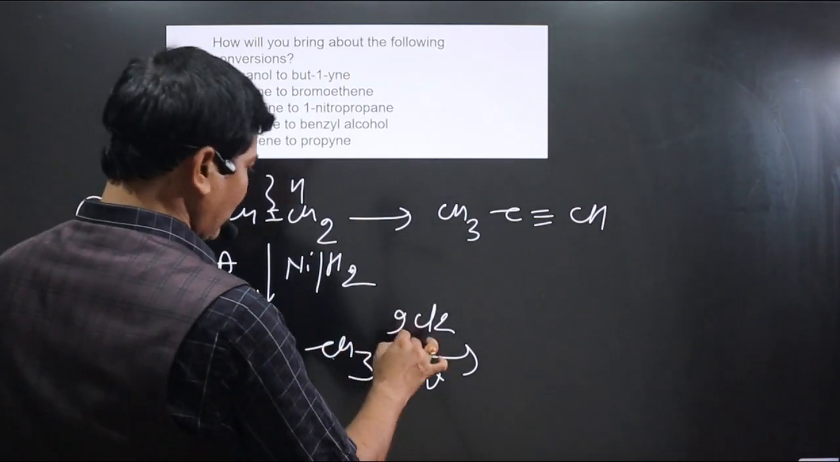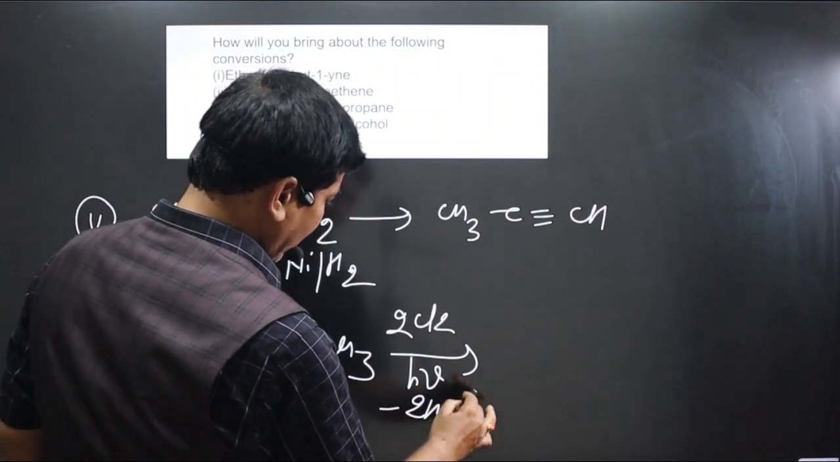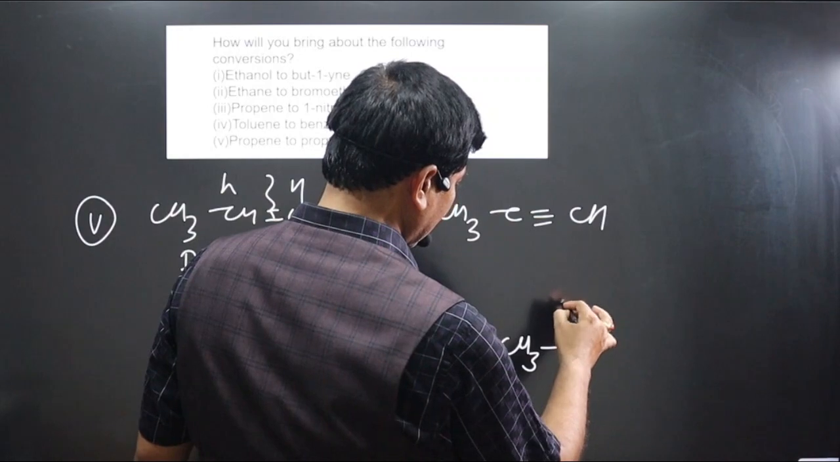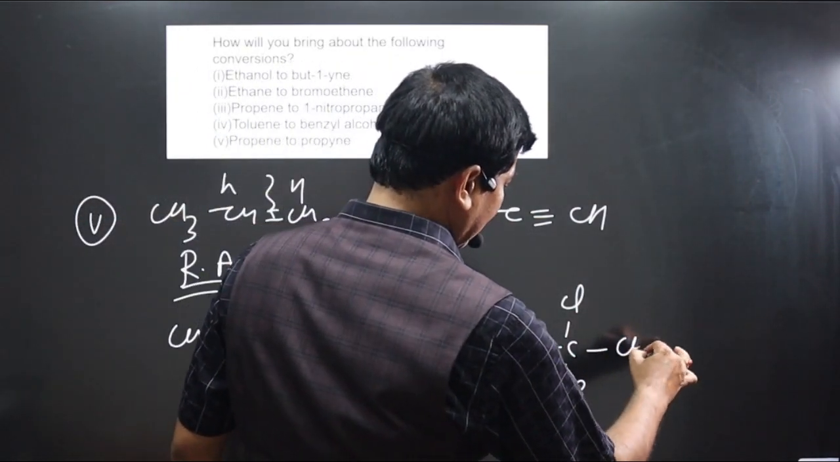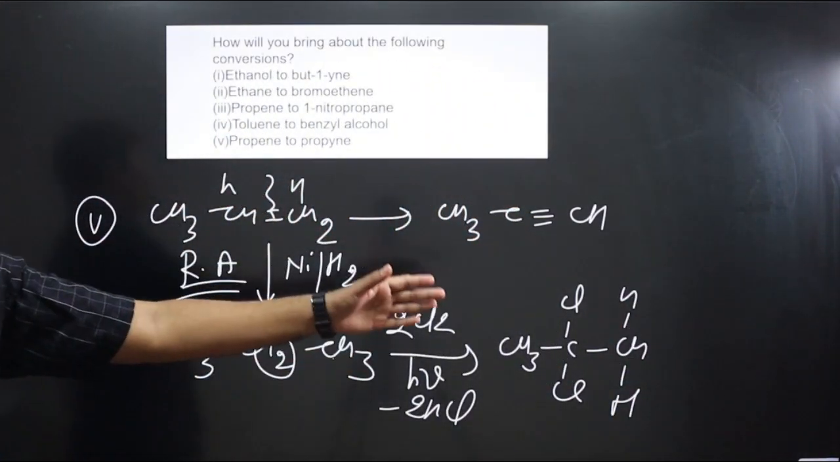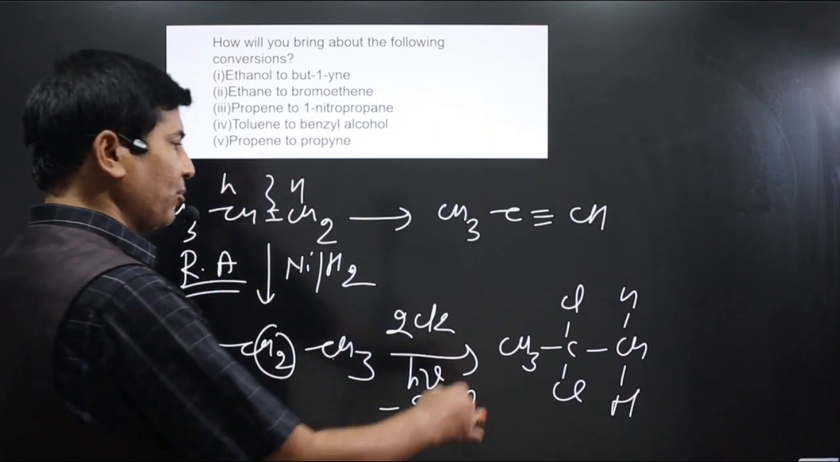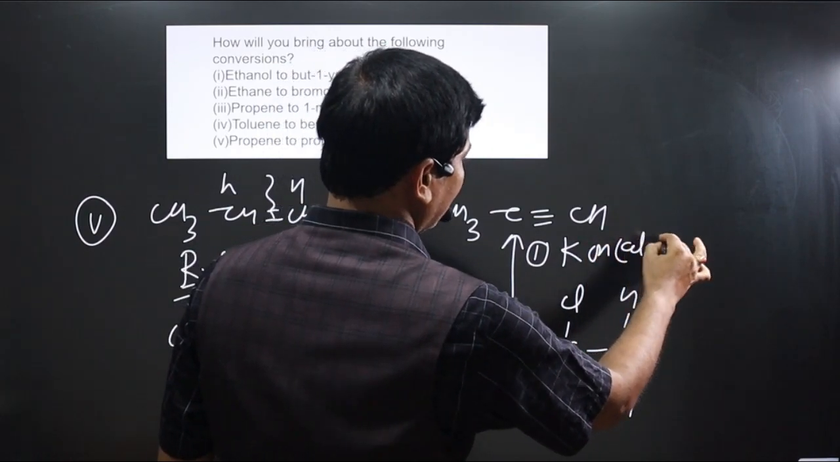So take 2 Cl2. So 2 H and 2 Cl will eliminate as 2 HCl, and 2 Cl will connect to this carbon. We get CH3, this is C, Cl, and this is Cl. I do one thing, CH3 is there. I can write CH, and this is H, and this is H. Now if I remove 2 HCl, 2 pi bonds will be introduced. So I do one thing, we use the base. First one was KOH, alcoholic.